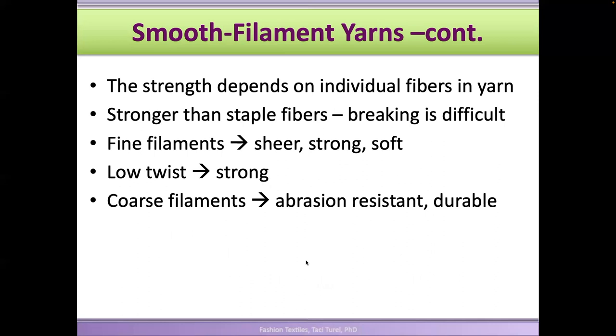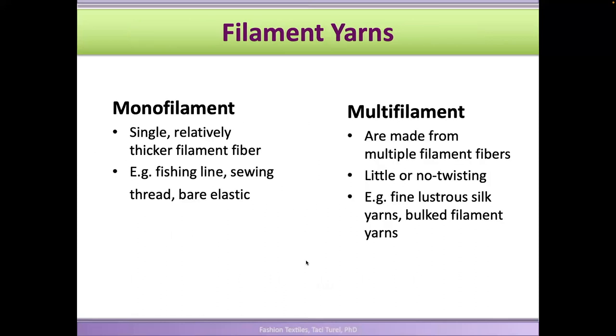The finer filaments are usually softer and strong. Low twist yarns can also be strong. So it's not like spun yarns, where if you have low twist, those are easier to break. But with filament yarns, it's not really the case. And the coarser filaments, the filaments with bigger yarn diameter, will have more durability and abrasion resistance.